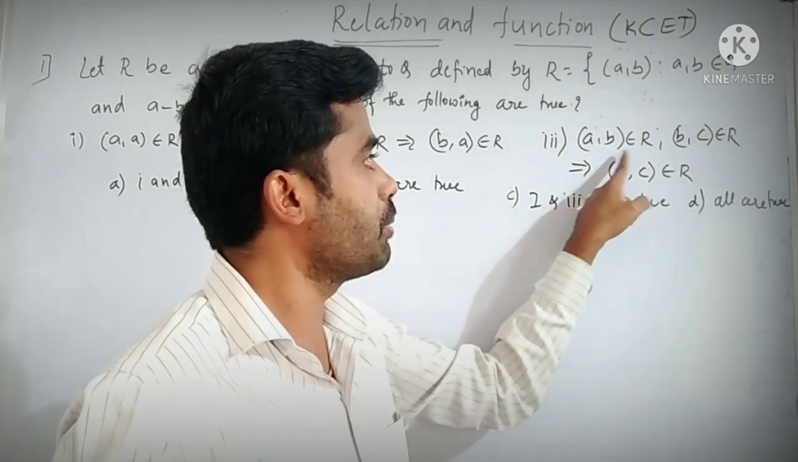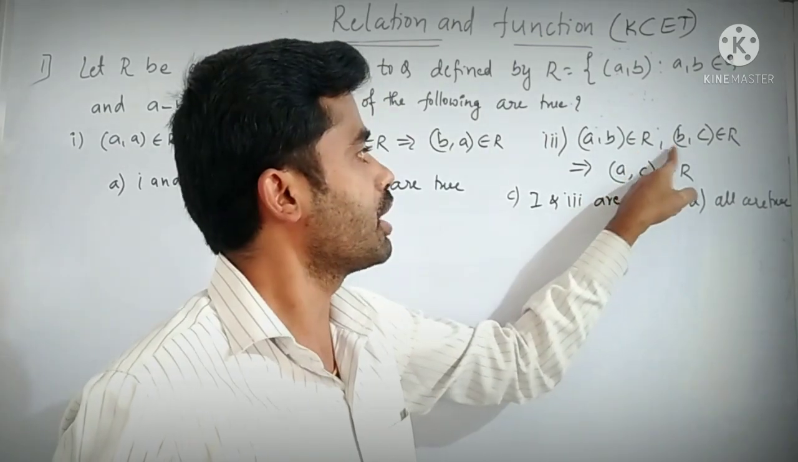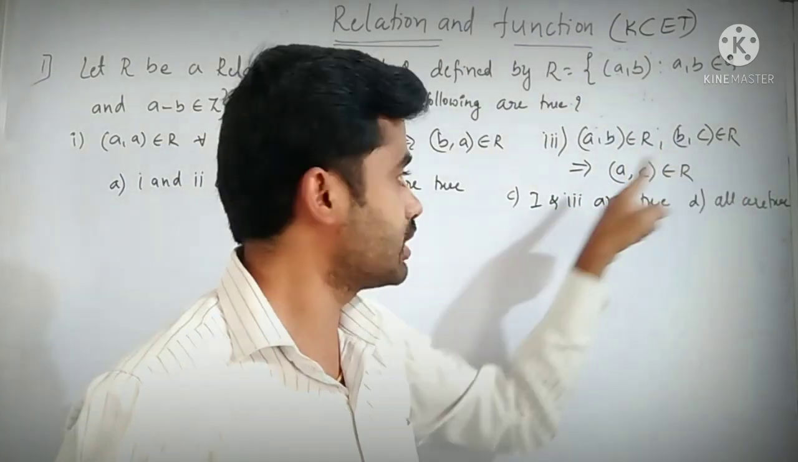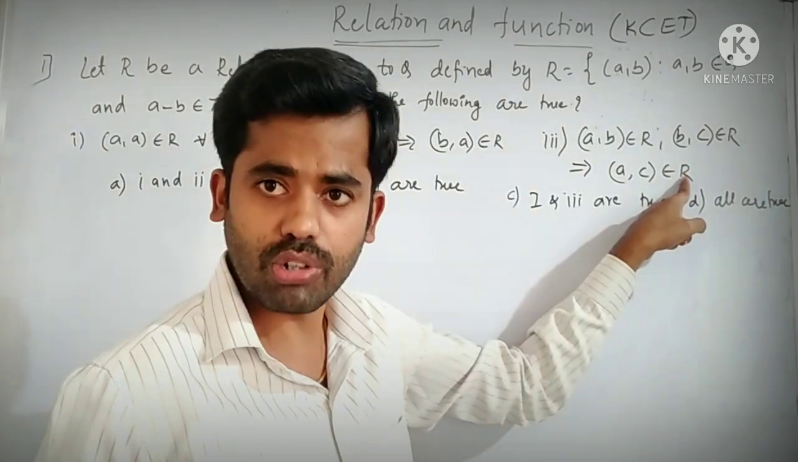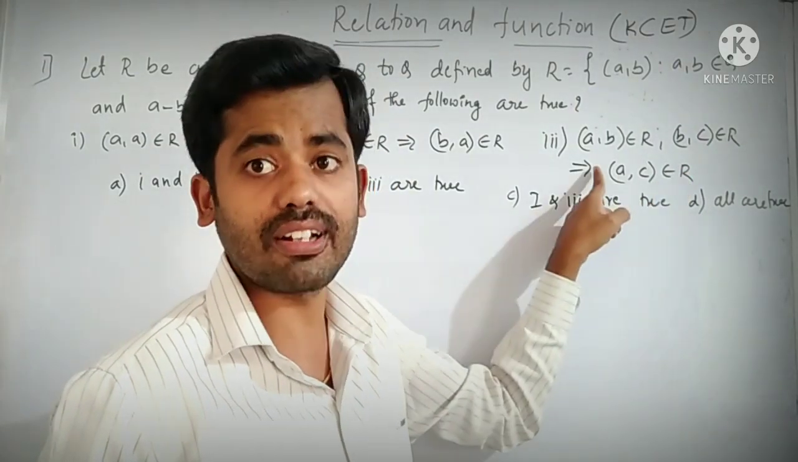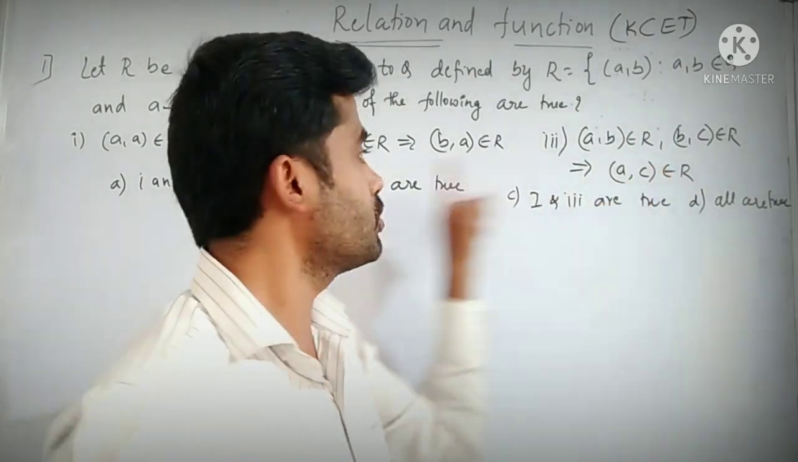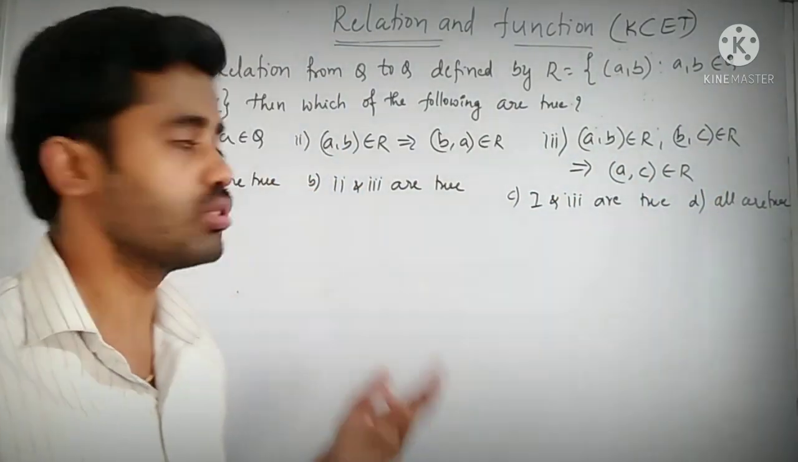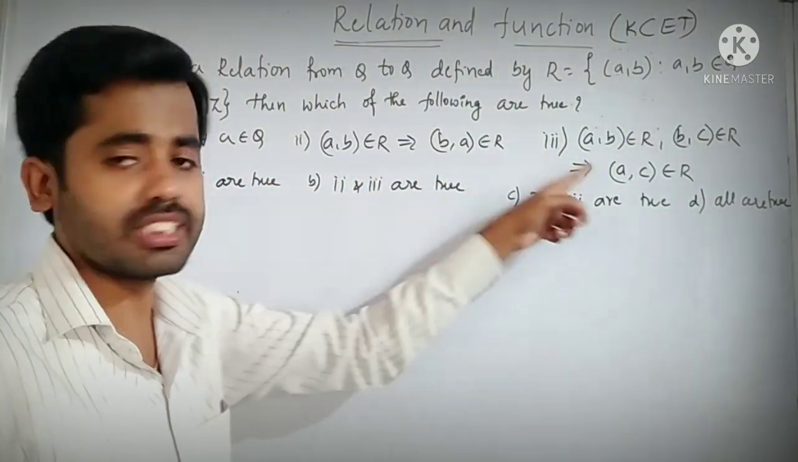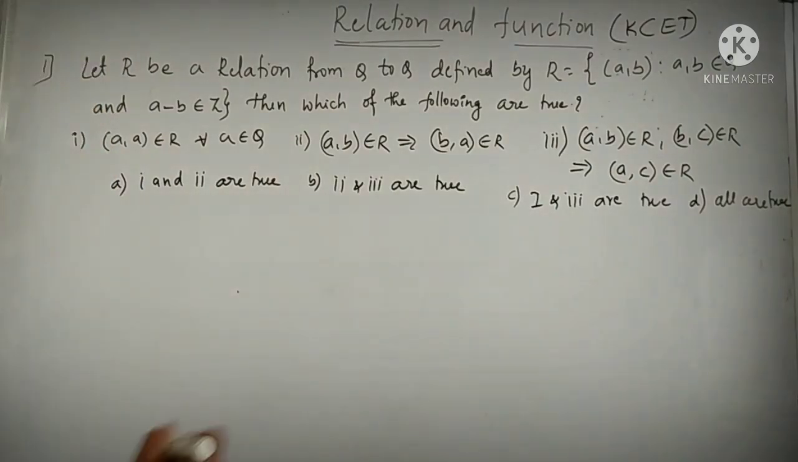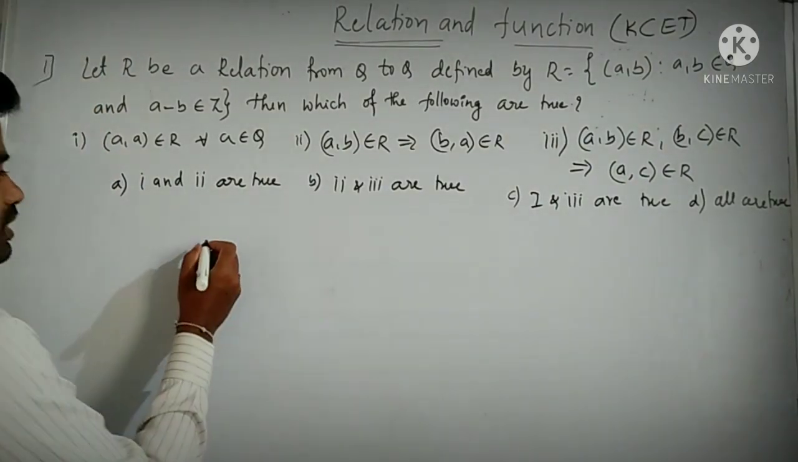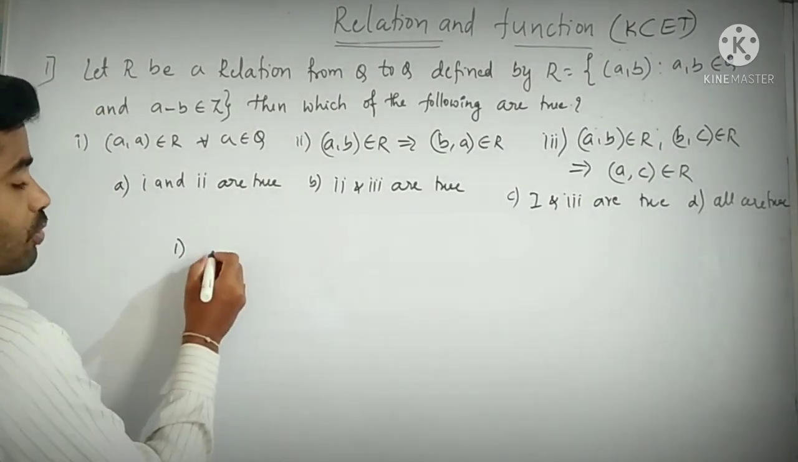Then, if (a, b) belongs to R and (b, c) belongs to R, is (a, c) also in R? We have to verify. This is the transitive relation. Whether both 1 and 2 are satisfied, or 2 and 3, let me check it. First one, what is the first one?